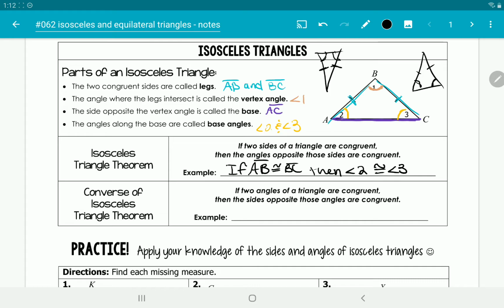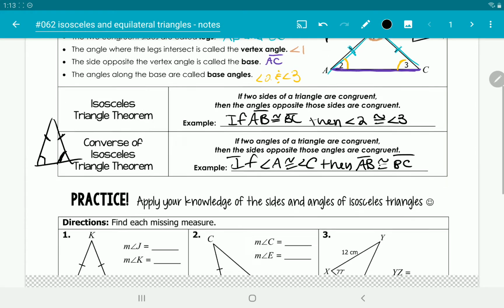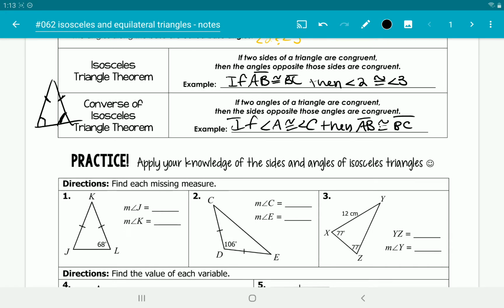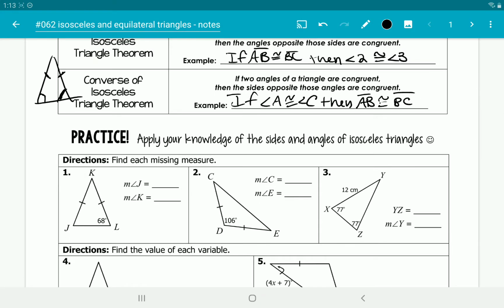So we can also look the other way. The converse of the isosceles triangle theorem states that if you have two angles of a triangle that are the same, so if you have a triangle like this and the two angles are the same, then you can also say that the two sides are the same. So if angle A is congruent to angle C, then the sides are congruent. So if you have two angles, the matching sides would be the same as well. So we can use both of these when actually solving for sides and angles of the triangles.